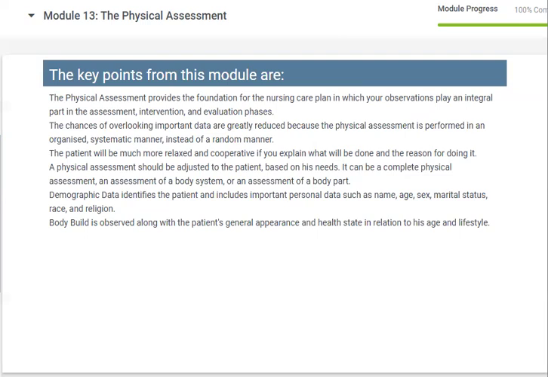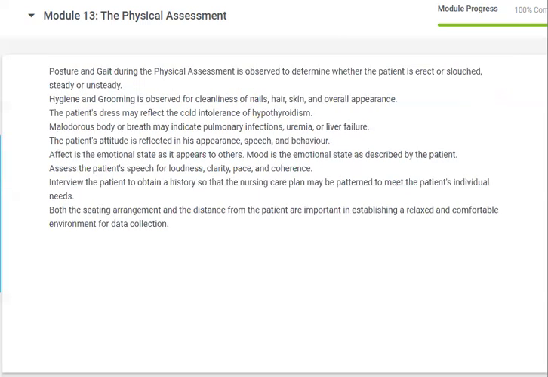Demographic data identifies the patient and includes important personal data such as name, age, sex, marital status, race, and religion. Body build is observed along with the patient's general appearance and health state in relation to his age and lifestyle. Posture and gait during the physical assessment is observed to determine whether the patient is erect or slouched, steady or unsteady. Hygiene and grooming is observed for cleanliness of nails, hair, skin, and overall appearance.